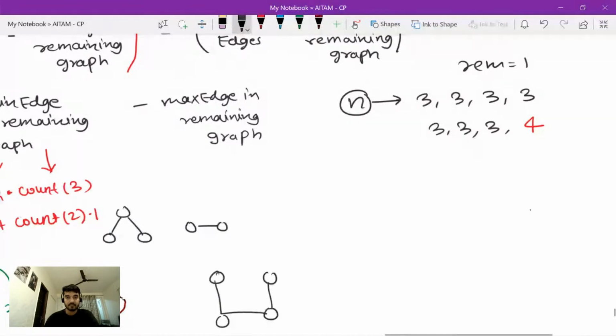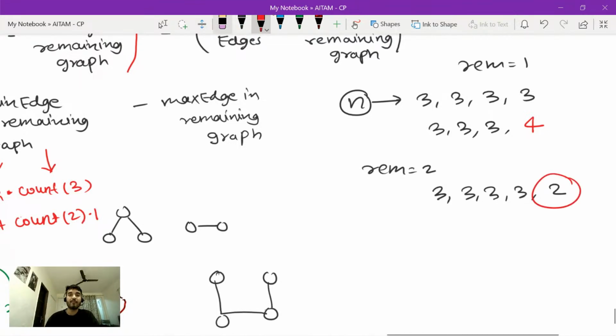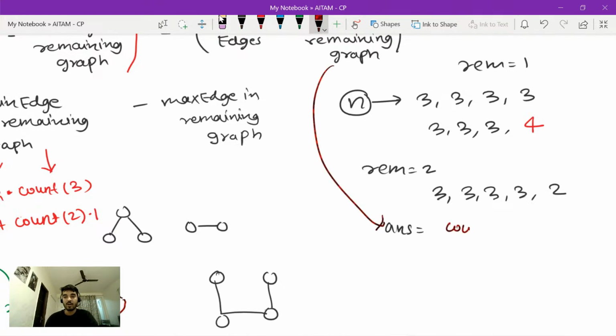And there might be the case when your remainder is equal to 2. So if the remainder was equal to 2, then we must have followed this path: 3, 3, 3, and add 2. Here we do not have two paths. We must add a component of size 2. So no possibility, we must select this path. So my answer is simply equal to count of 3, the number of components of size 3, multiplied by 2, plus count of 2 multiplied by 1, as we have already discussed.